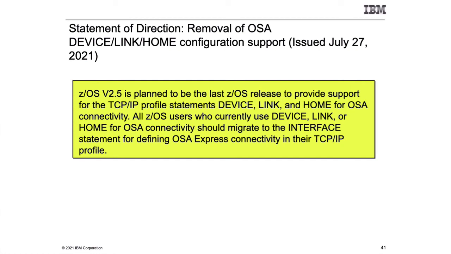Over the years, as we added new functions for OSA, configuration for those functions has always been through the interface statement, not through device link and home. So now we believe that it's time to remove the support for configuring OSA with device link and home and instead require you to use the interface statement. That will be the case in the release following z/OS V2R5. Now note that device link and home statements will continue to exist after 2.5 for some other device types, but not for OSA.